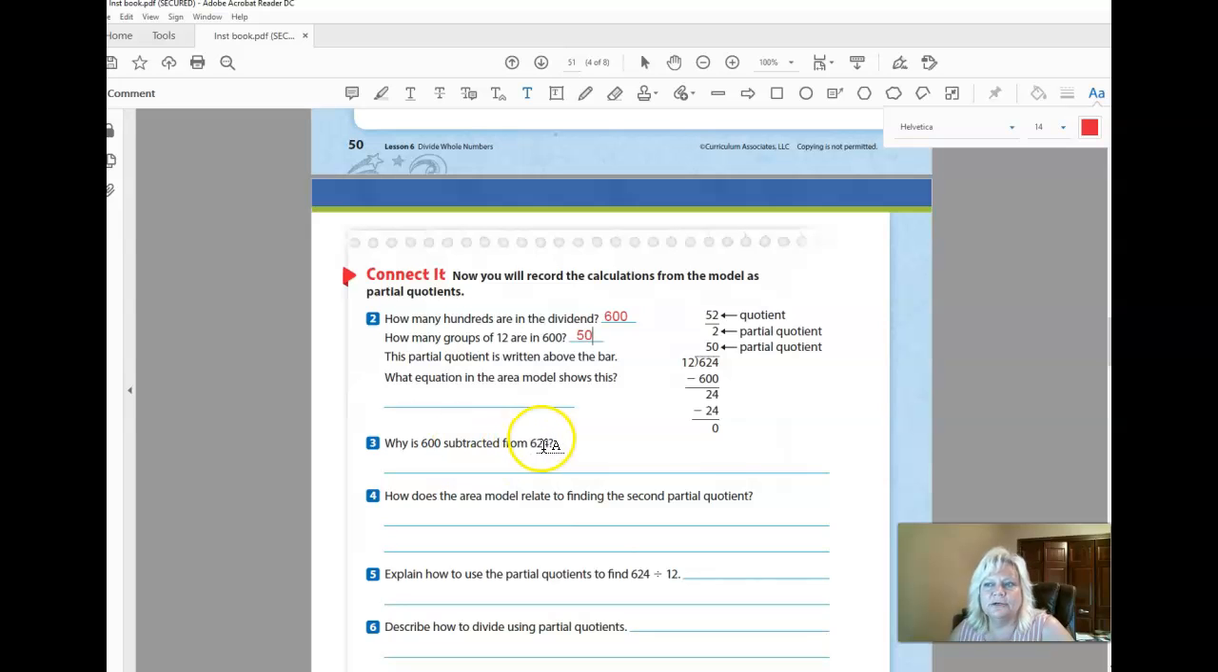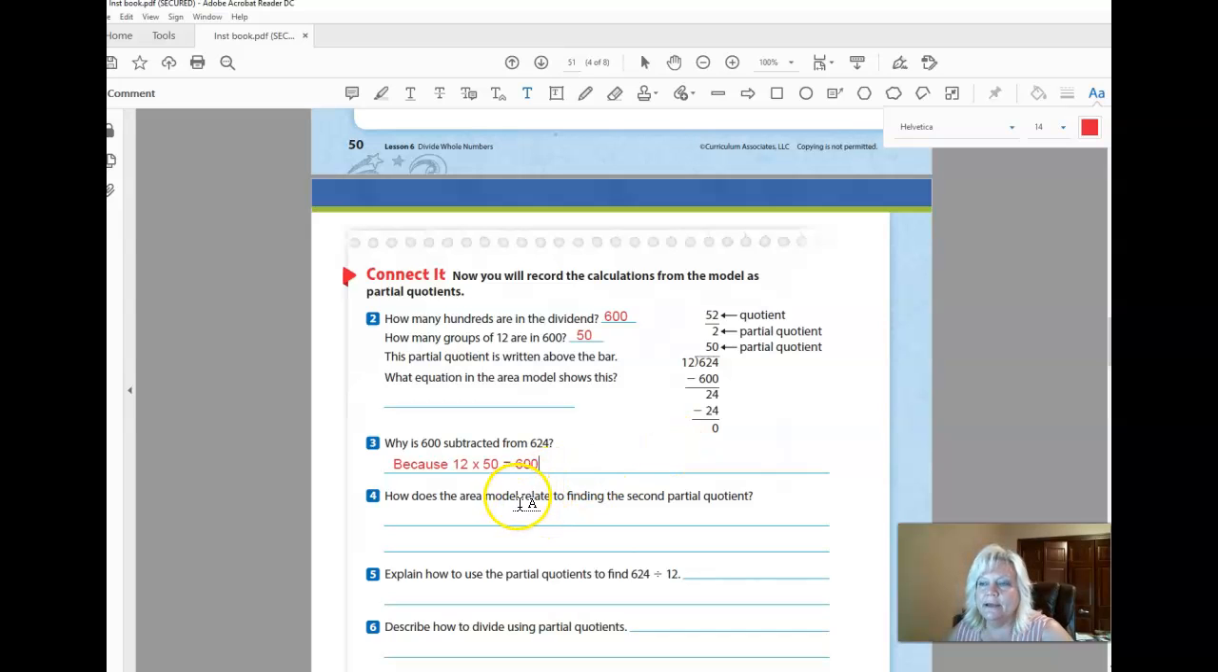Why is 600 subtracted from 624? Because 12 times 50 is equal to 600. And so I need to take that away, that I've already used part of my big number. I've used part of it. So of my 624, I've used 600, and that would mean I have 24 left.